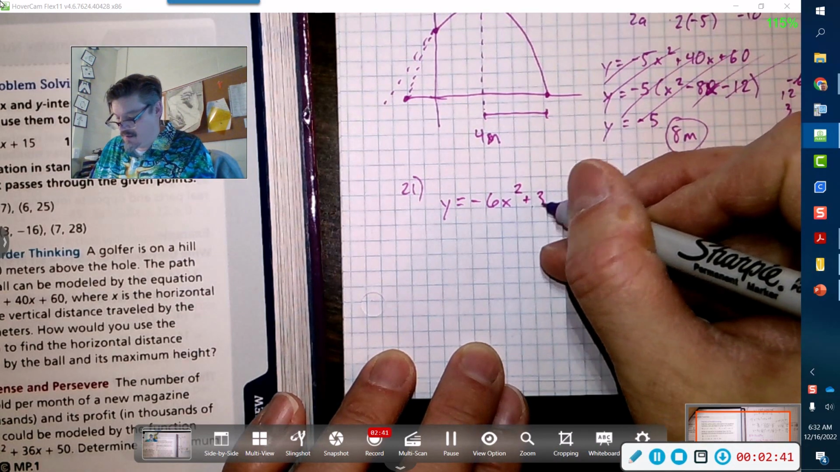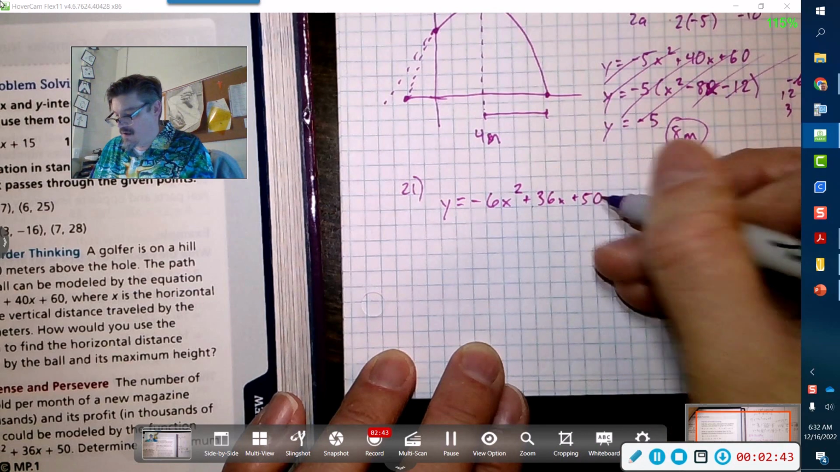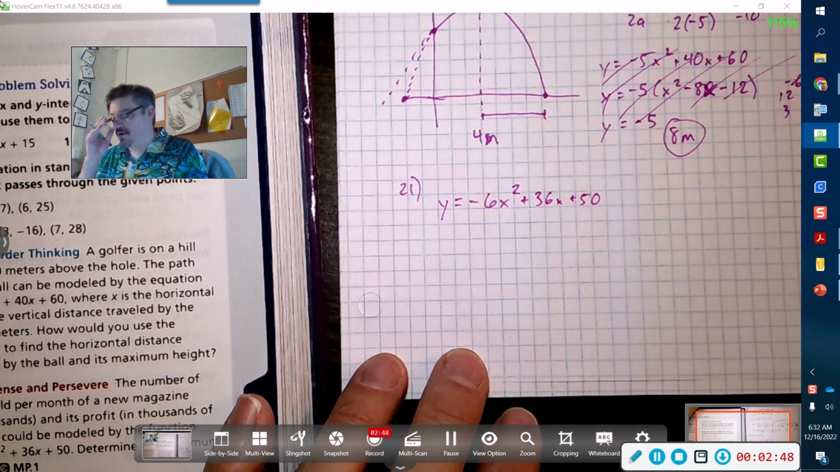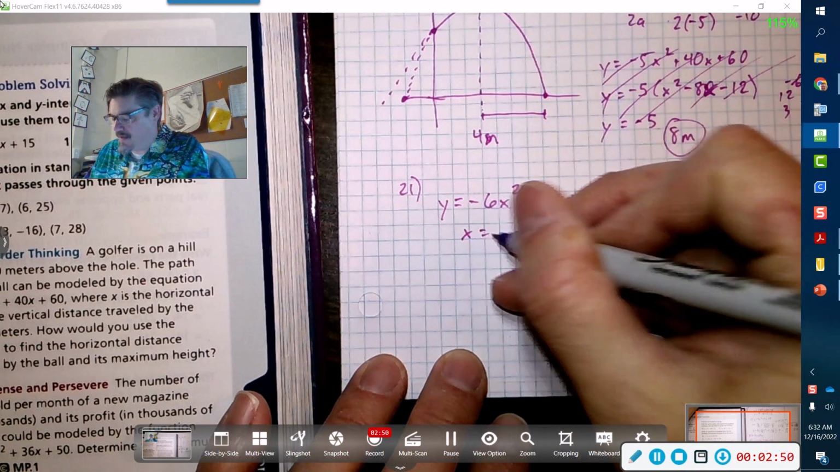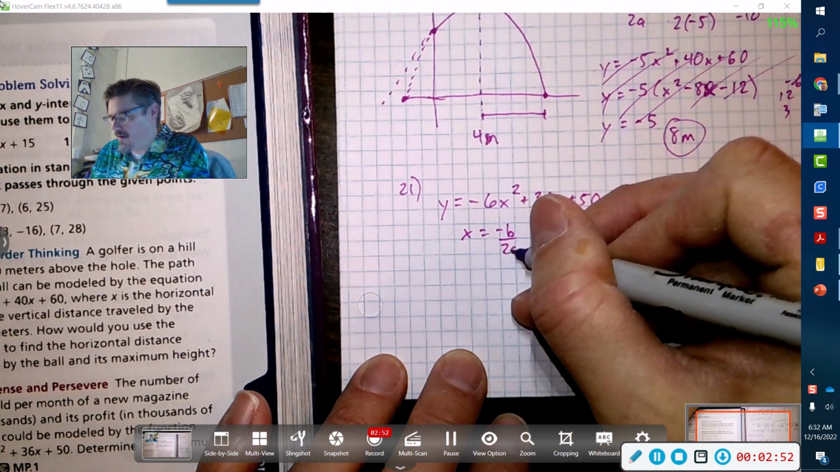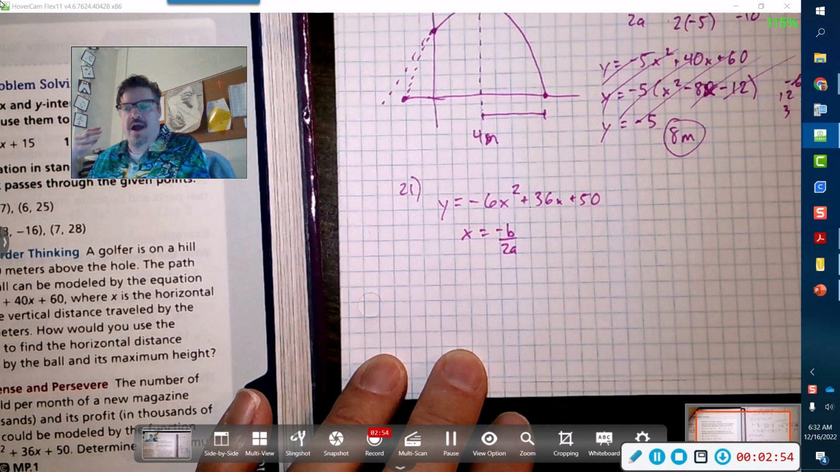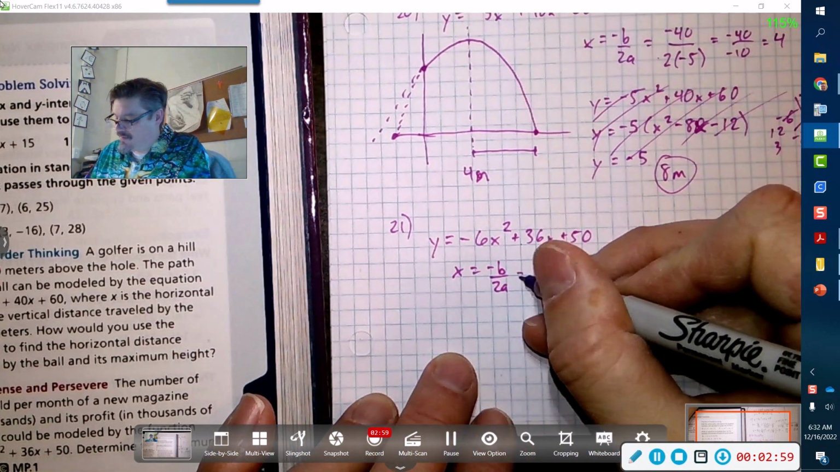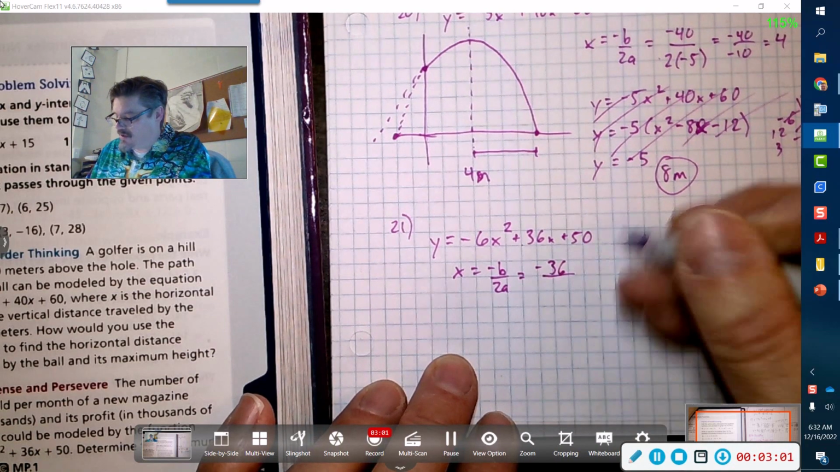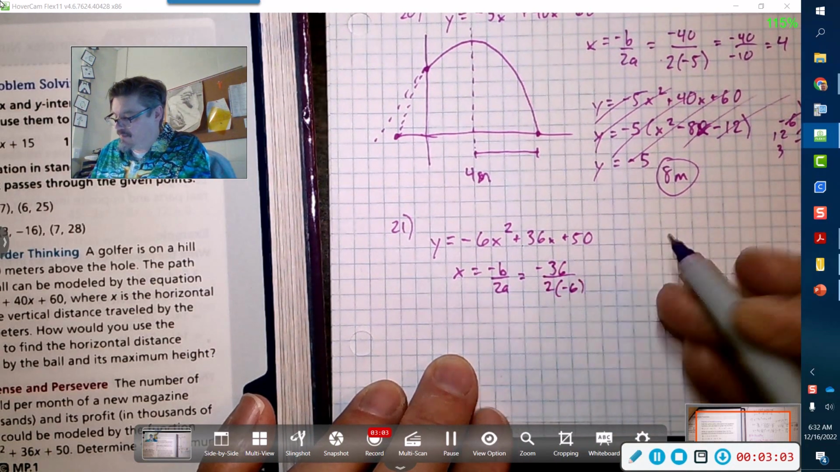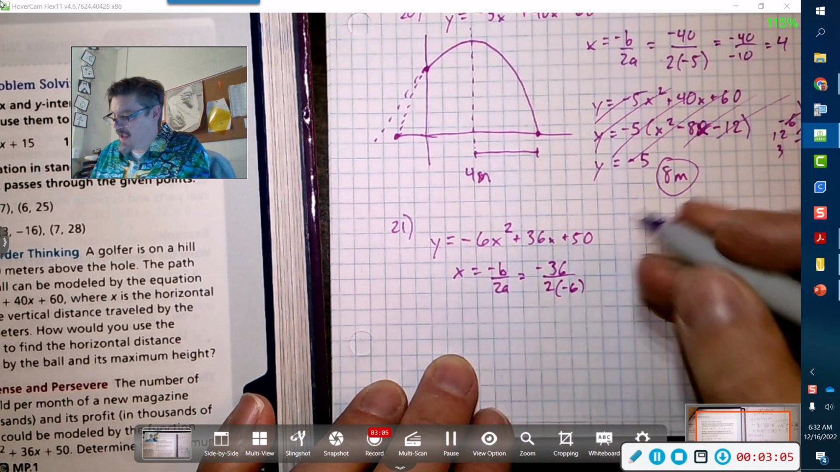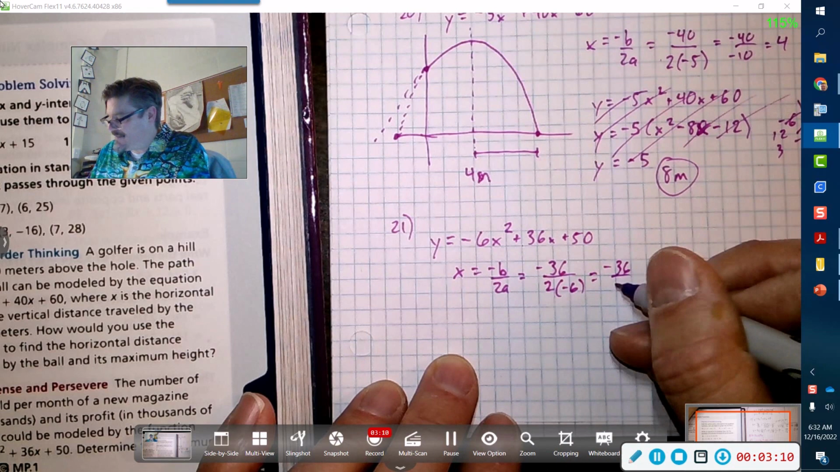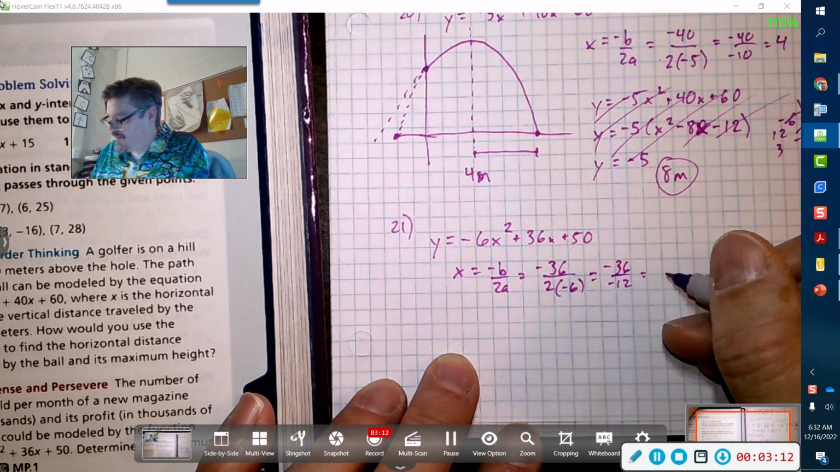Now we could divide everything by 2 and shrink this down a little bit, but that's unnecessary because we're going straight to a formula here. If I want a max or a min, I want the vertex. The vertex is extremely important in real-world applications. So I plug in my b, I plug in my a, I get a double negative. Negative 36 divided by negative 12 is actually 3.